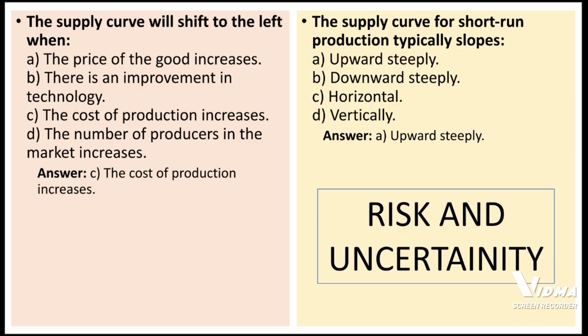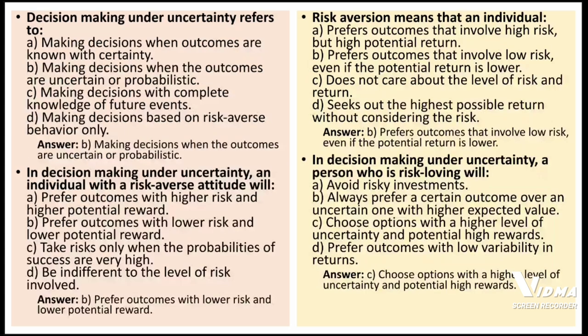The supply curve will shift to left when. Answer is C. The cost of production increases. The supply curve for a short run production typically slopes. Answer is A. Upward steeply. Then risk and uncertainty questions. Decision making under uncertainty refers to. Answer is B. Making decisions when the outcomes are uncertain or probabilistic.